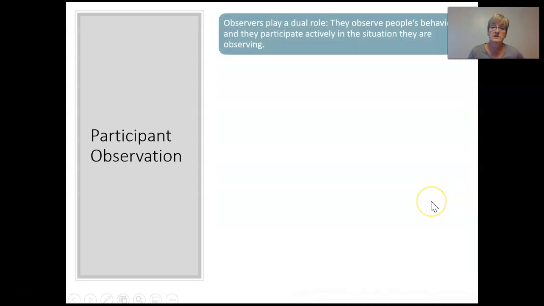A little bit more about participant observation. In participant observation, you as the observer are actually playing more than one role. You're in it. You're in the situation. So when my colleagues and I were on the Women's March, we were on the Women's March.